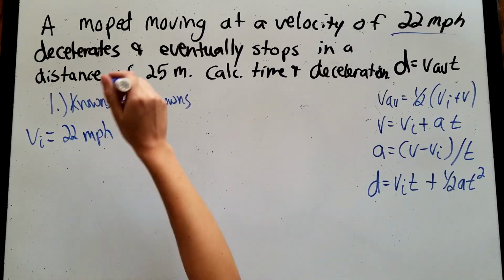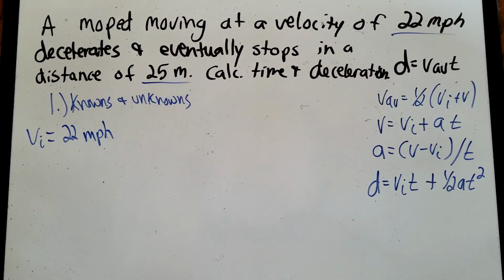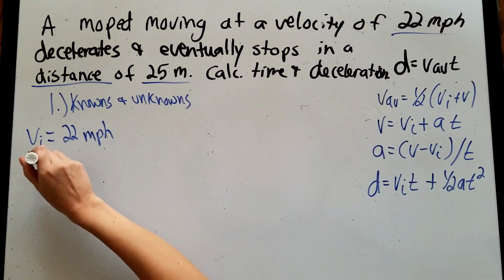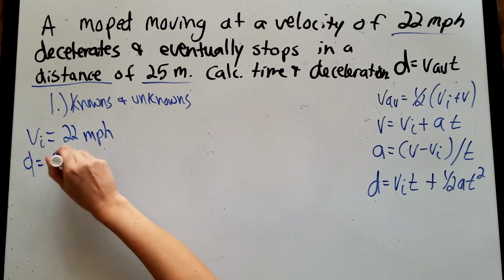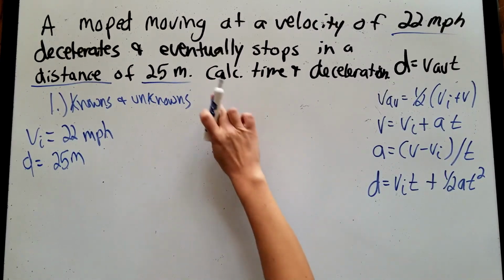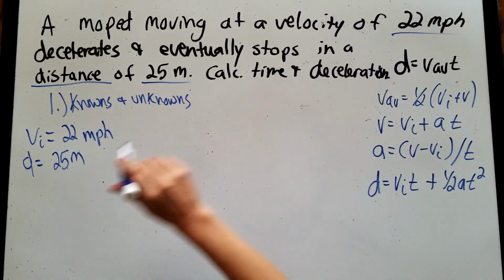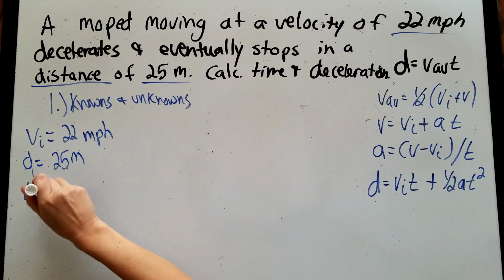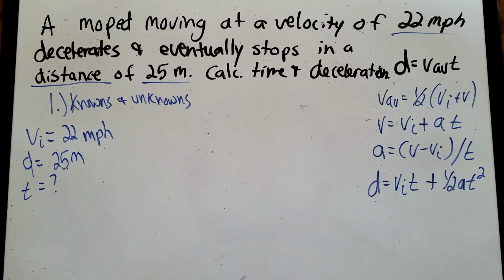All right, next I see 25 meters. It specifically tells us in the problem that that's a distance. If it didn't, I would know it's a distance based off of the units of meters. Now the unknowns, it wants us to calculate the time. And then it says deceleration. So that's something we haven't seen before.